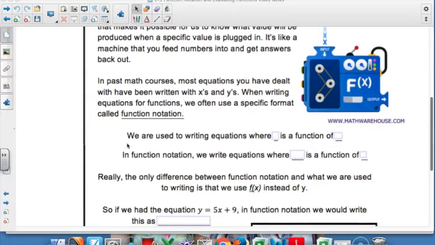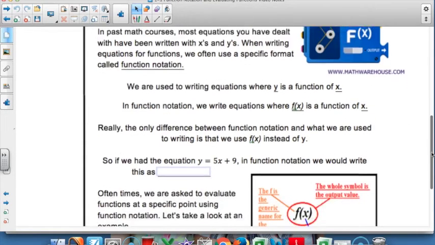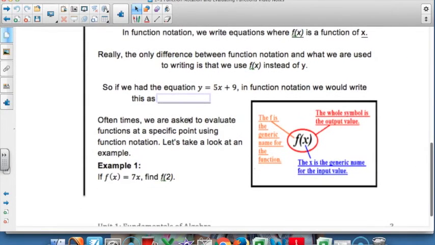Typically, when we write equations, we write them where y is a function of x. In function notation, the only thing that changes is we're writing f of x as a function of x. So literally, you're just switching f of x for y, which is what this sentence says. Really, the only difference is that we're using f of x instead of y. So if you have an equation that says y equals 5x plus 9, and we were asking you to graph it, or whatever we might ask you to do with it, in function notation, it would simply look like this.